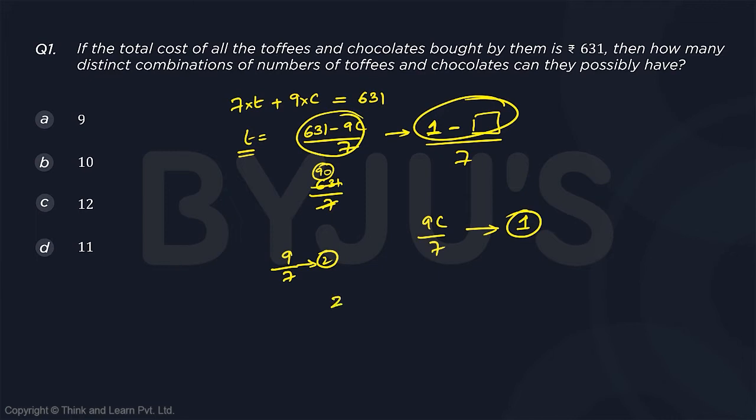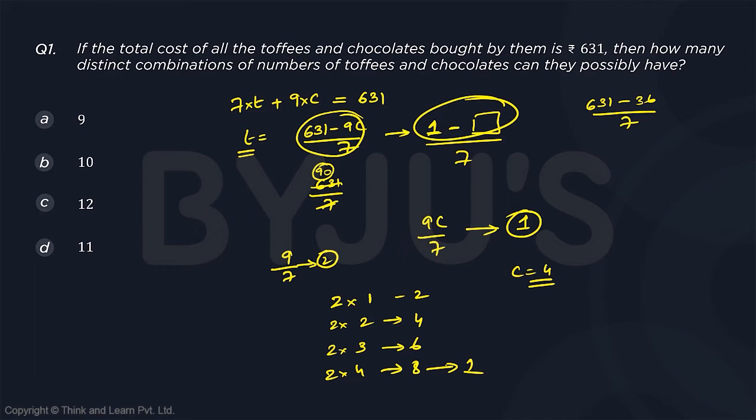Now you can see that 2 into, if you take C as 1, the remainder is 2. If you take 2 into C as 2, the remainder is 4. 2 into 3, the remainder is 6. 2 into 4, the remainder is 8. But 8 means again it is 1. So you can take C as 4 and then test what happens. So 631 minus 9 4s are 36, by 7. Is this possible? So 631 minus 36, basically this is 595 by 7. 7 8s are 56, 7 5s are 35, and you can see that you will be getting T as an integer.